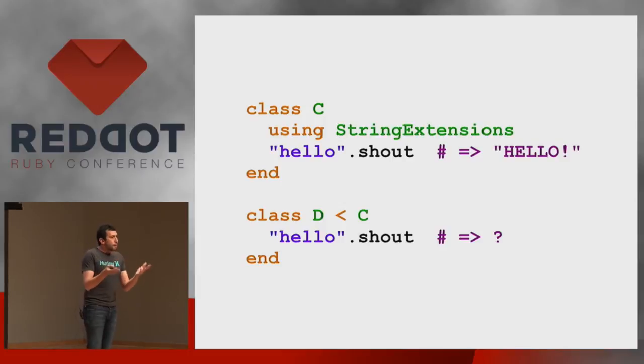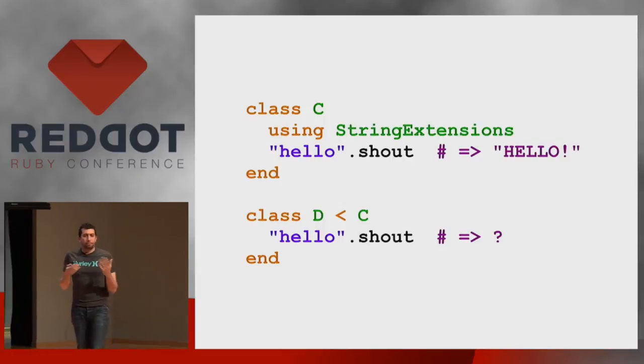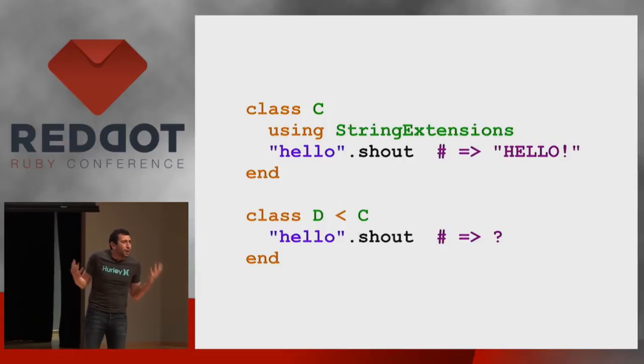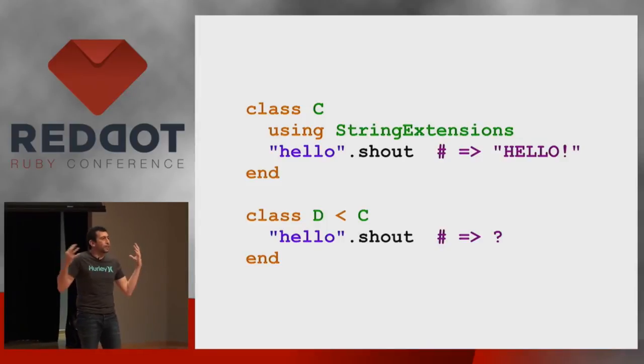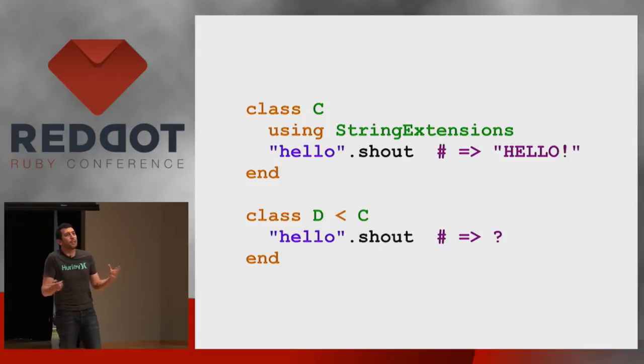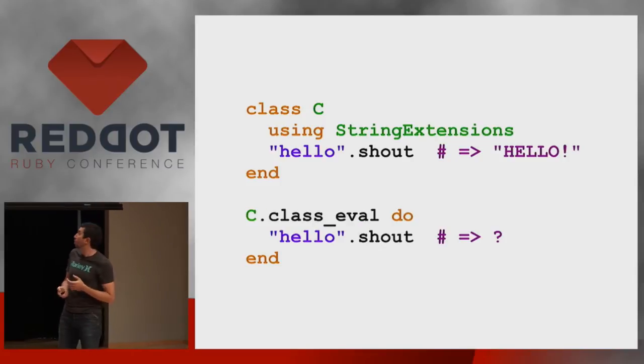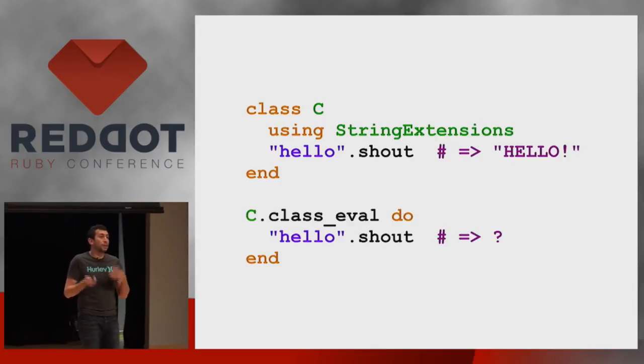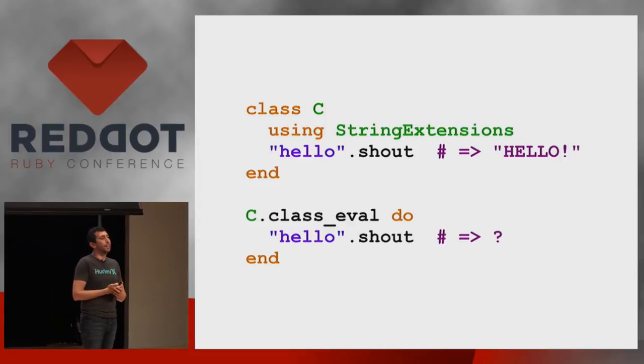And one more case, because Ruby allows you to do awesome stuff with scopes, you can reopen scopes in many different ways, and one way that is quite common is by using a method that is called class eval or module eval. It's actually the same method. If I use class eval to get back into the scope of the class, will the refinement work?